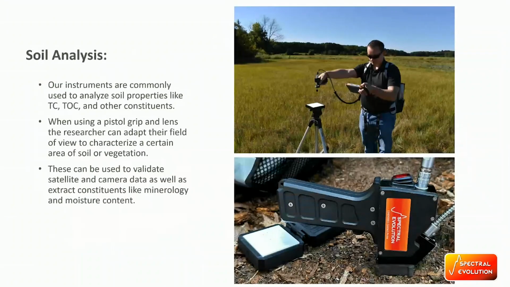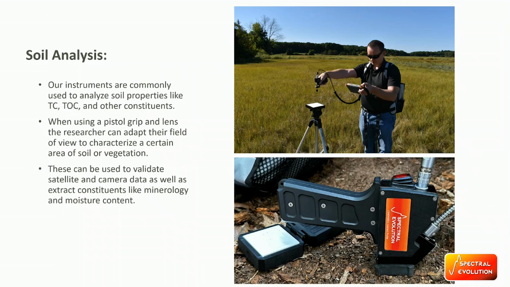So our instruments are very commonly used for soil analysis. Typically, they're used to identify things like total carbon, total organic carbon, and other soil nutrients. They can also be used to identify sediment or clay mineralogies. Reflectance measurements of soils are typically conducted with either a pistol grip lens with a lens for bare soil patches or with a contact probe to provide a more targeted approach.